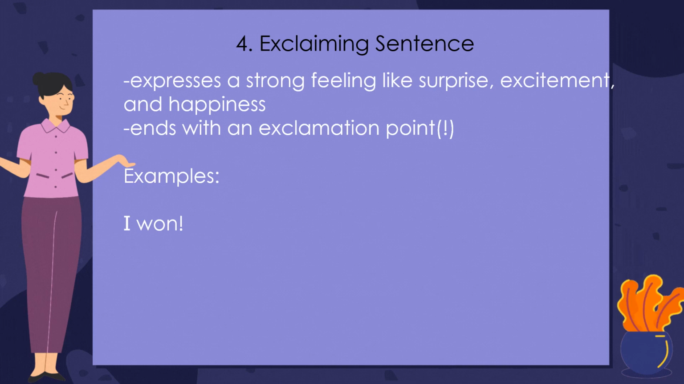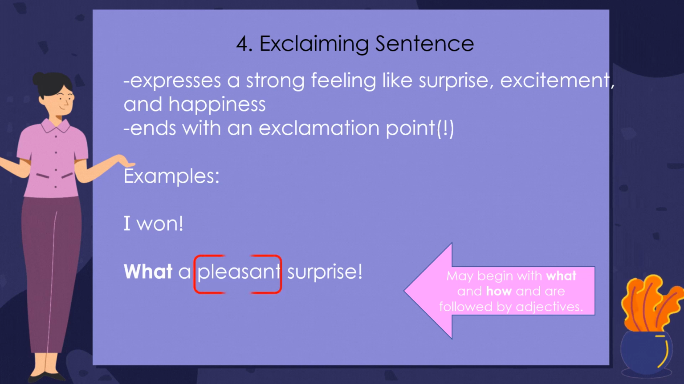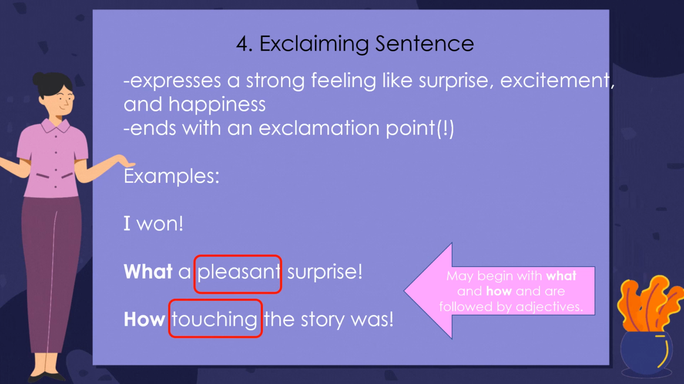Some exclaiming sentences may also begin with what and how and are followed by adjectives. Look at the examples. What a pleasant surprise! It begins with the word what, followed by the adjective pleasant. How touching the story was! It begins with the word how and followed by the adjective touching. These sentences express strong feeling.